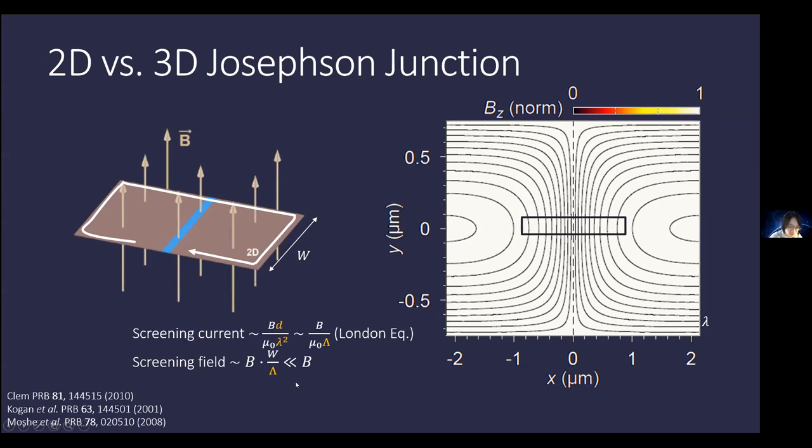So in real 2D materials, the thickness d is extremely small. So the Pearl length can reach millimeter scale, which is much wider than the typical length scale of our sample, W. This means that the magnetic field generated by this screening current is going to be orders of magnitude smaller than the original magnetic field. And this is why the Meissner effect basically doesn't work in 2D, in principle.